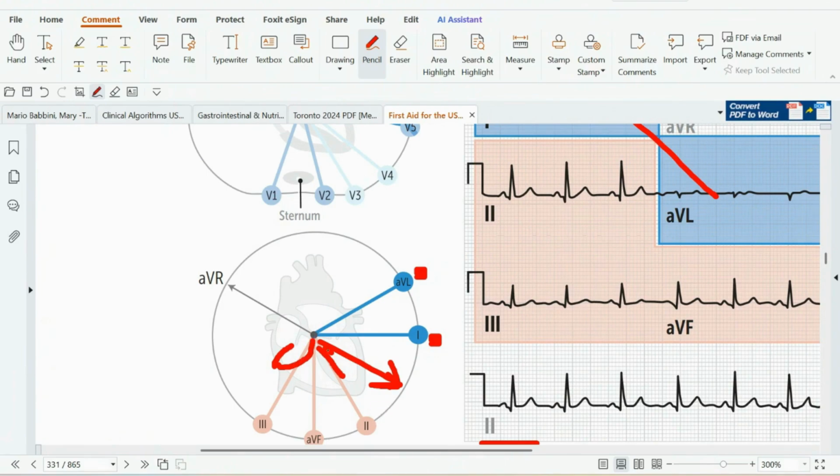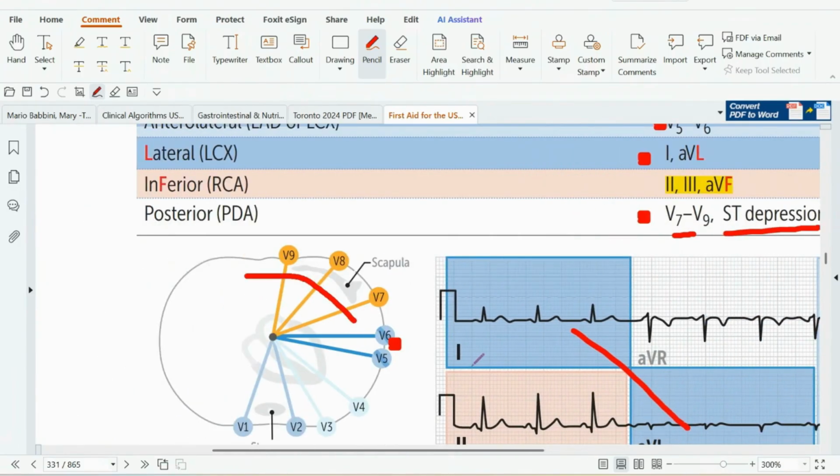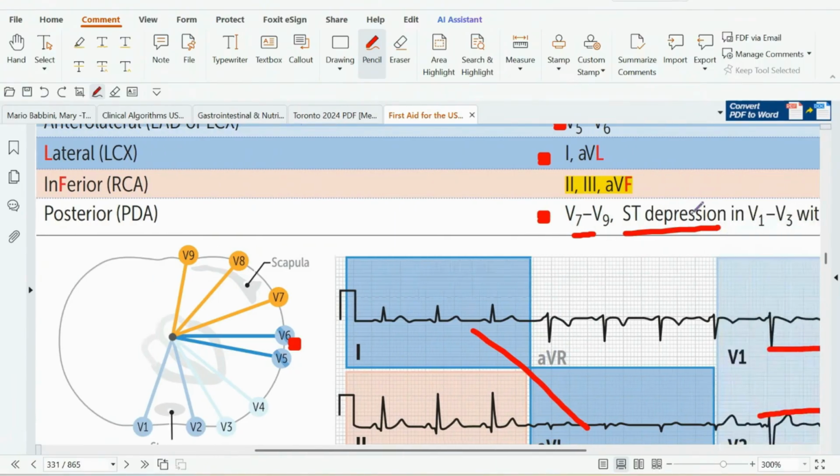Now, because the posterior descending artery is posterior to the heart, what type of leads are you going to use? The posterior leads. These are the posterior leads, right? V7, V8, and V9. Okay, so as you see, 2, 3, aVF and V7 to V9.